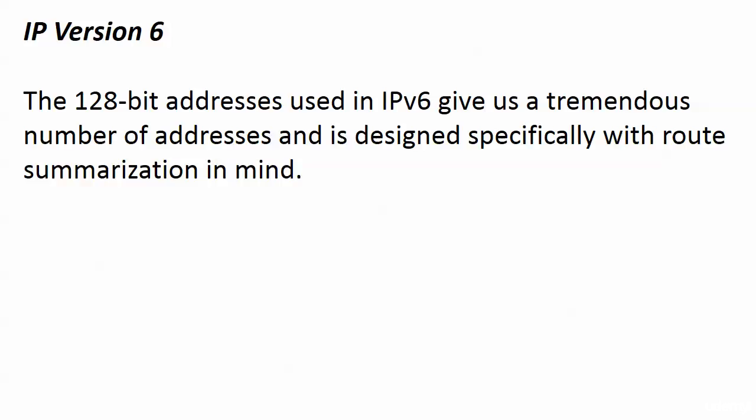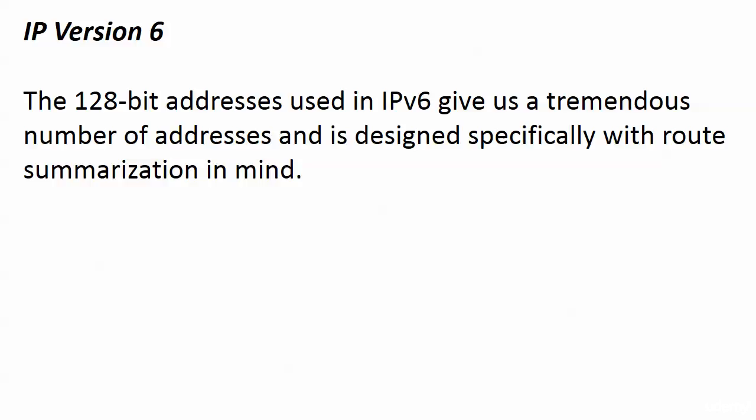So we had to come up with some new addresses, and the 128-bit addresses that we use in IP version 6 give us a huge number of addresses, and also it's designed specifically with route summarization in mind. And I know that you haven't done any summarization yet in this course, so very quickly, you can take maybe 8 routes, write them in binary, because that's what it always comes back to, and you can come up with a way to express multiple routes with a single route. That's what route summarization is.